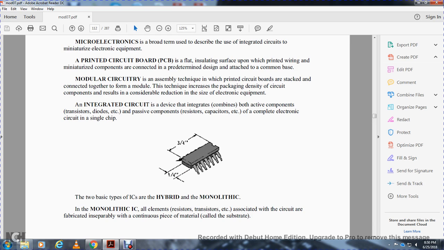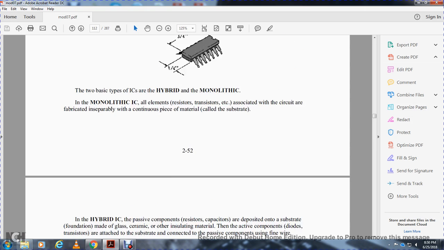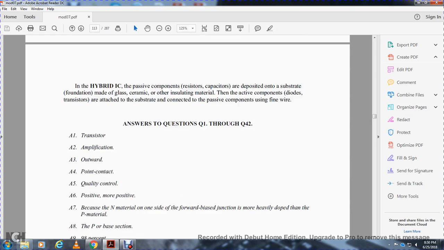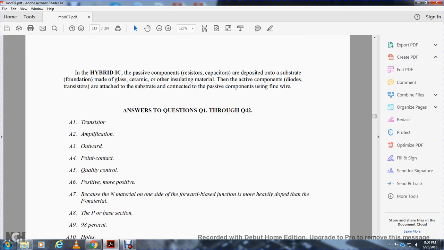The two basic types of integrated circuits are the hybrid and the monolithic. In the monolithic, all elements, the resistors and transistors associated within the circuit, are fabricated inseparably within a continuous piece of material called the substrate. In the hybrid integrated circuit, the passive components, the resistors and capacitors, are deposited on a substrate foundation made of glass, ceramic, or other insulating material. Then the active components, the diodes and transistors, are attached to the substrate and connected to the passive components using fine wiring. And that was the Chapter 2 summary.